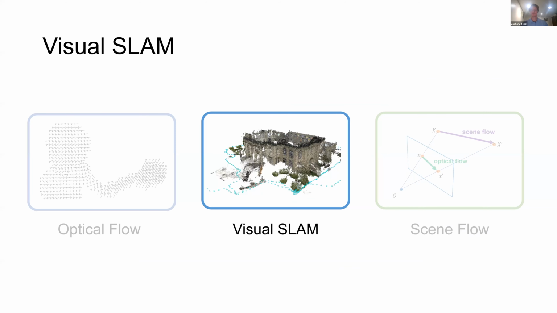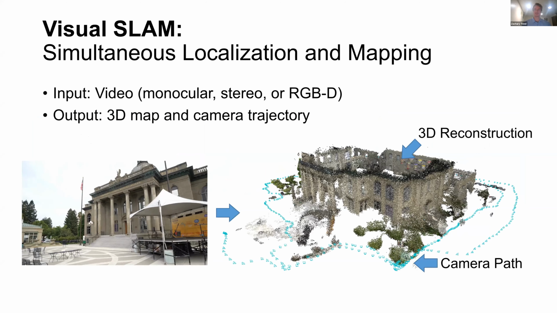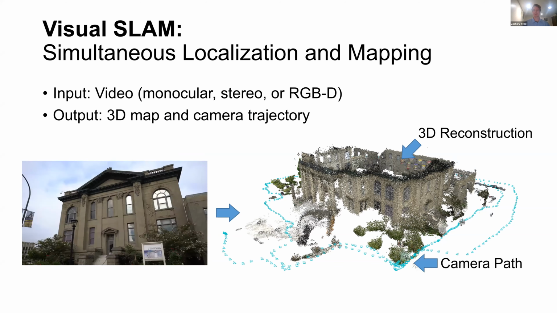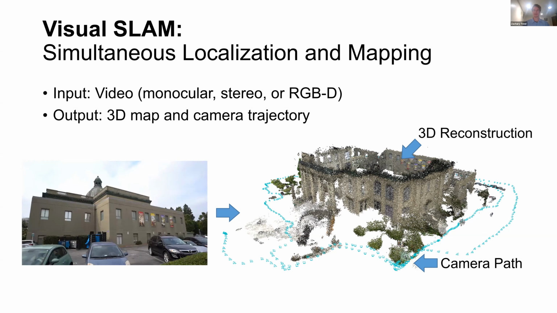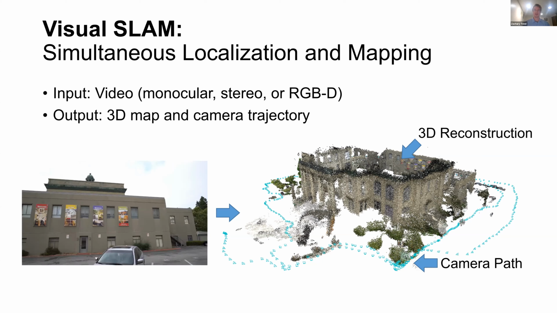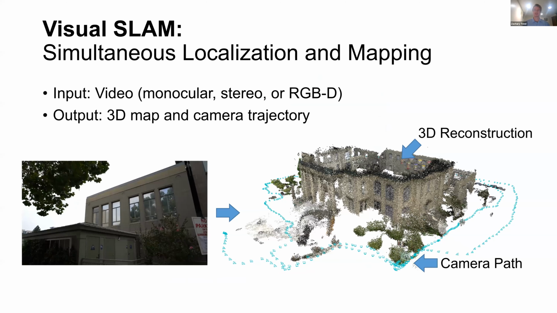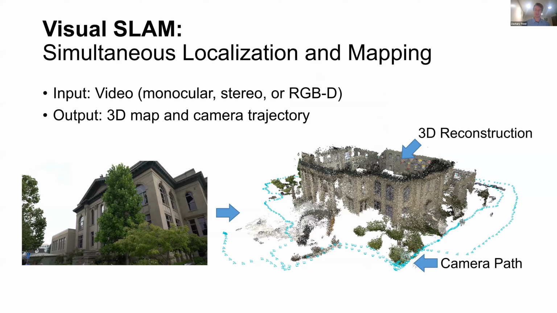Okay, so the next part of my talk is I'm going to focus on our work on Visual-SLAM. In Visual-SLAM, SLAM stands for Simultaneous Localization and Mapping. We're given a video as input, and this can be a monocular video, a stereo video, or an RGB-D video. And what we want to produce is a 3D map of the environment and the trajectory of the camera as it moves through the map.